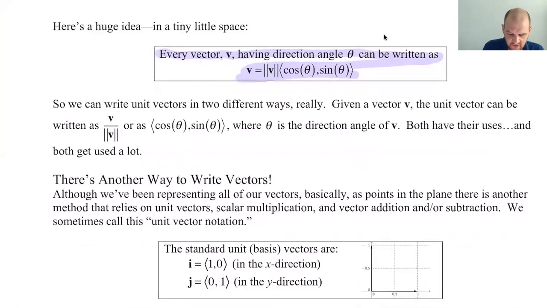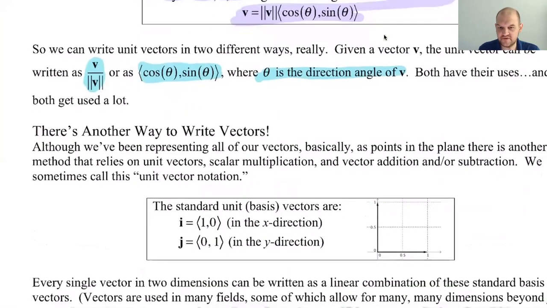So we actually know two different ways of writing unit vectors. One is vector divided by its magnitude. The other is cosine theta, sine theta, where theta is the direction angle. So it's a big deal. And now let's introduce a new idea.